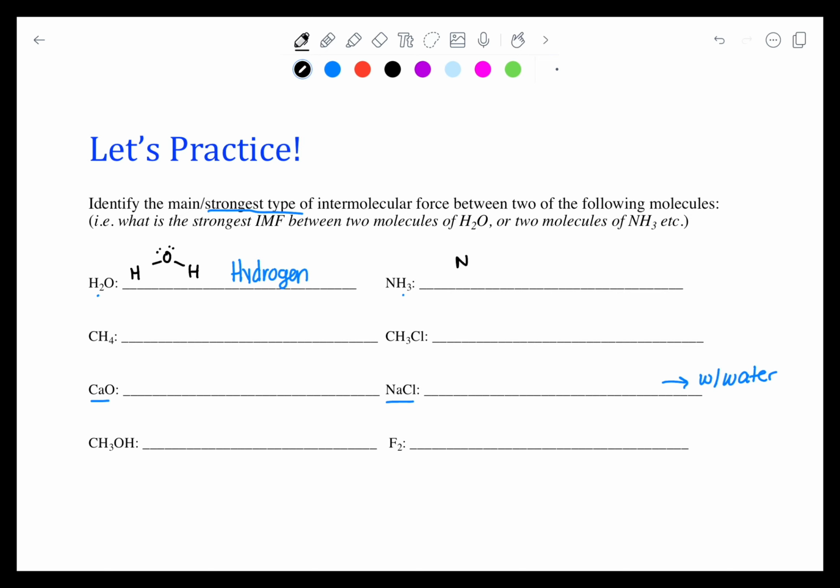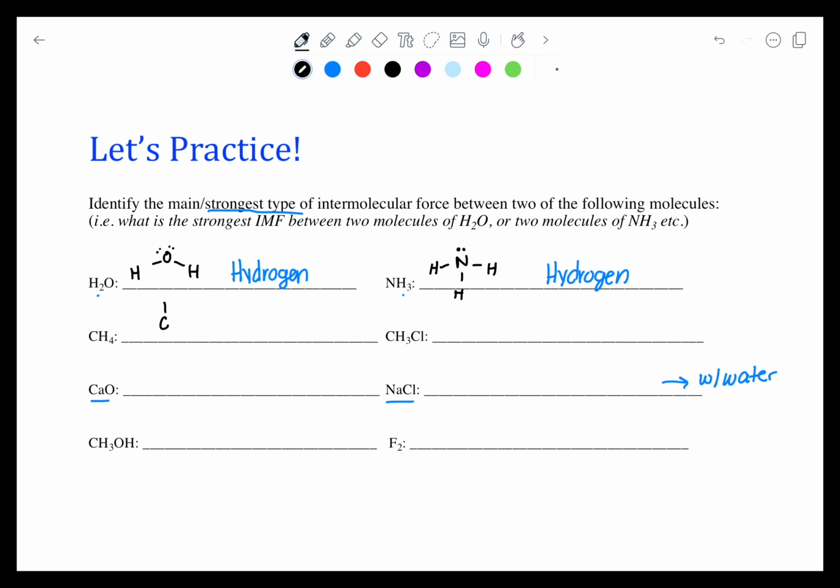Okay. Next up we have NH3. So that Lewis structure is NH3, and there's a lone pair on top, so it's a polar molecule. There's N's bound to H's, so that would be hydrogen bonding again.